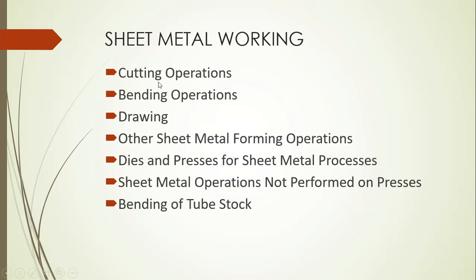We have to study here cutting operation, bending operation, drawing, then other sheet metal forming operations, dies and presses for sheet metal processes, sheet metal operations not performed on presses, and the bending of tube stock. In this chapter we concentrate only on cutting operations, bending operation and drawing operation. In cutting operation we deal with press tool design, in drawing operation we deal with draw tool design, and in bending we study the different types of bending dies.